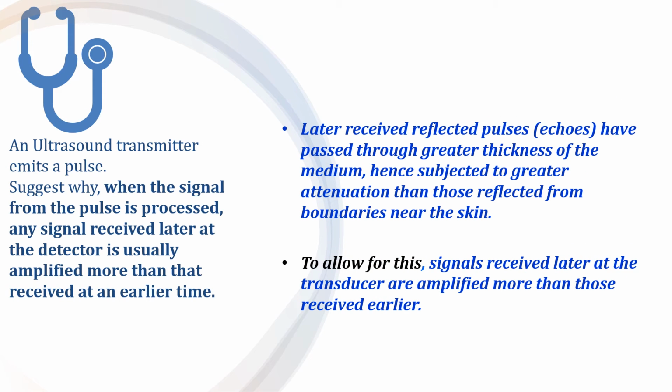An ultrasound transmitter emits a pulse. Suggest why, when the signal from the pulse is processed, any signal received later at the detector is usually amplified more than that received at an earlier time.